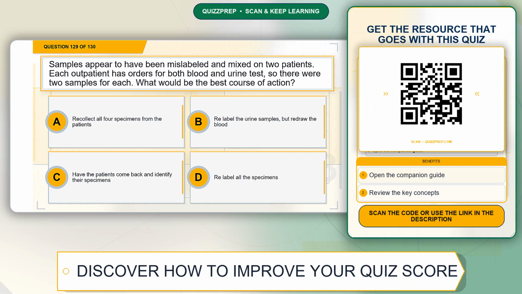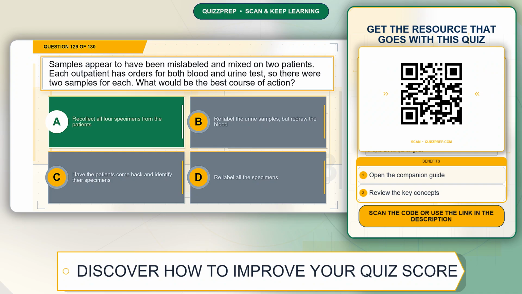Question 129. Samples appear to have been mislabeled and mixed on 2 patients. Each outpatient has orders for both blood and urine test, so there were 2 samples for each. What would be the best course of action? Option A, recollect all 4 specimens from the patients. Option B, relabel the urine samples, but redraw the blood. Option C, have the patients come back and identify their specimens. Option D, relabel all the specimens.